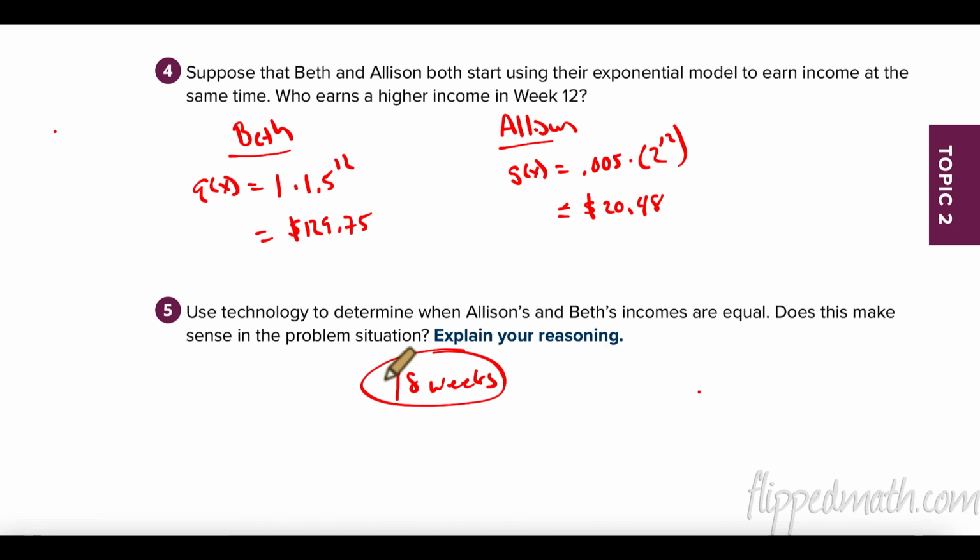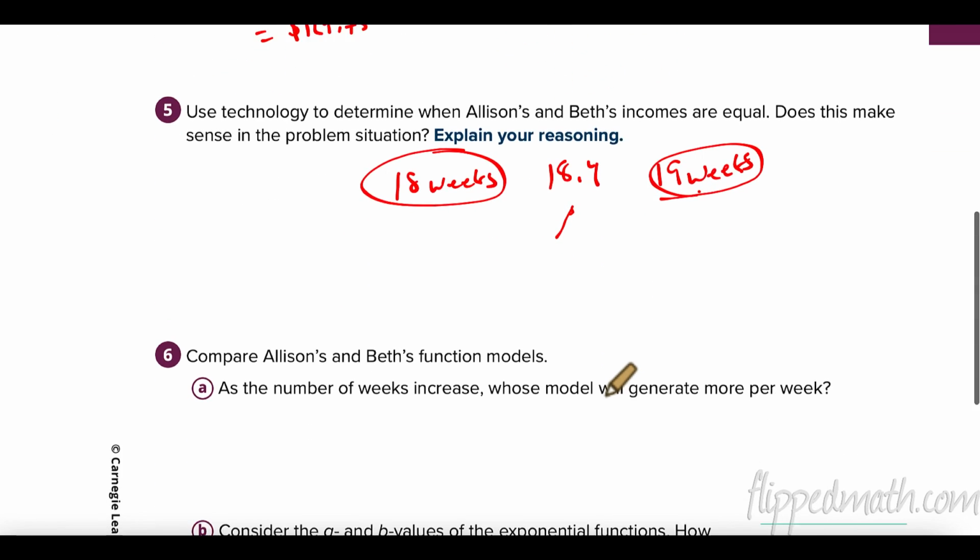All right, does it make sense in the problem situation? Well, it was 18.4, right? So we can't really do that. They're never going to actually be exactly the same because they don't get paid in these. They get paid at 18 weeks, they get paid at 19 weeks. So it doesn't really make sense at 18.4 in this situation, does it?